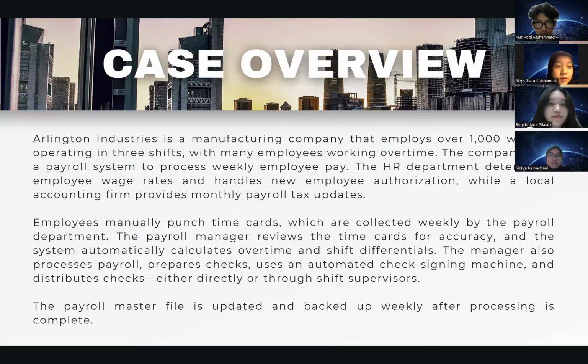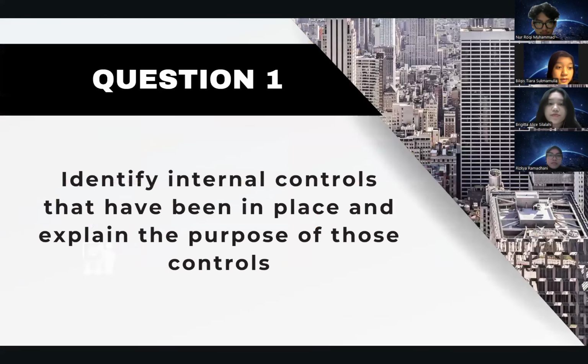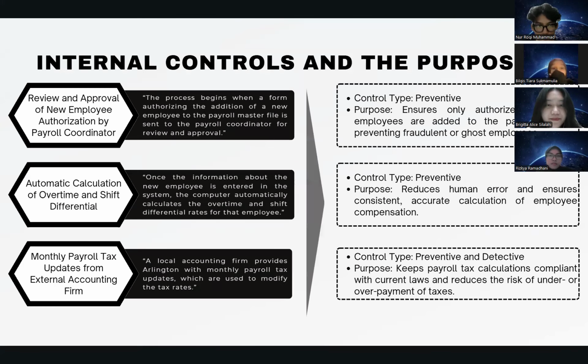And this is the case overview about the Arlington case. And then this is the first question. The first question is identifying the internal controls that have been in place and explain the purpose of those controls. These are three internal controls.